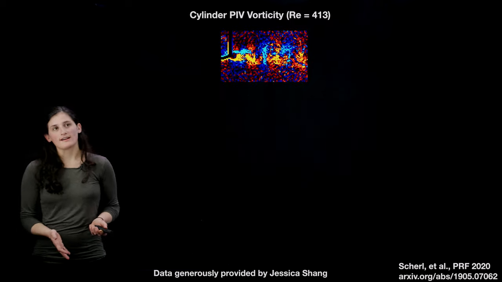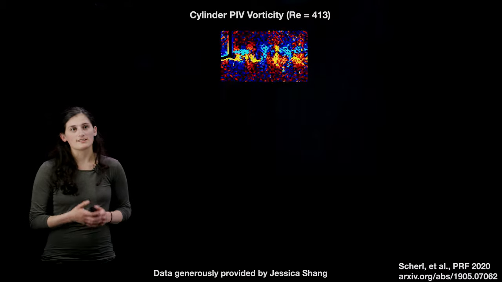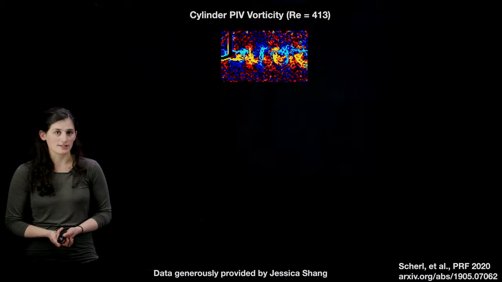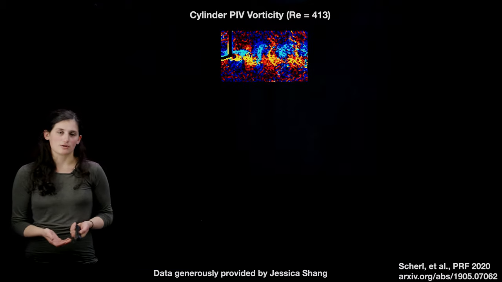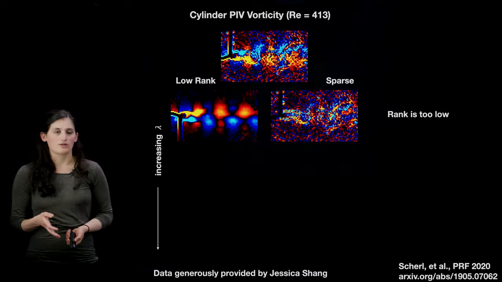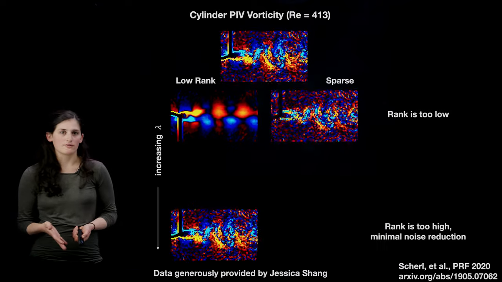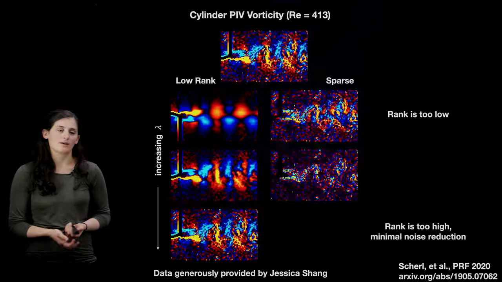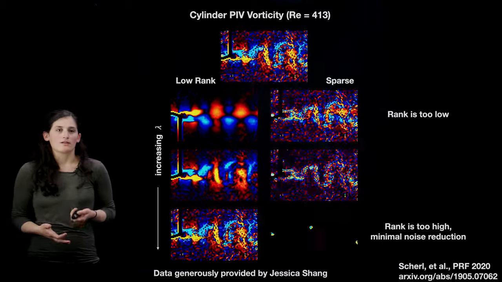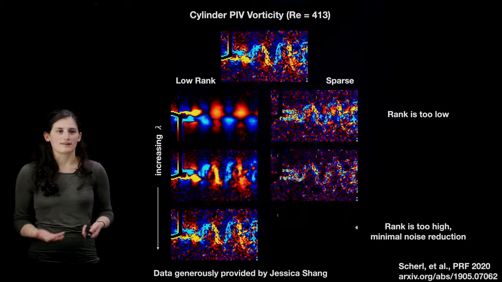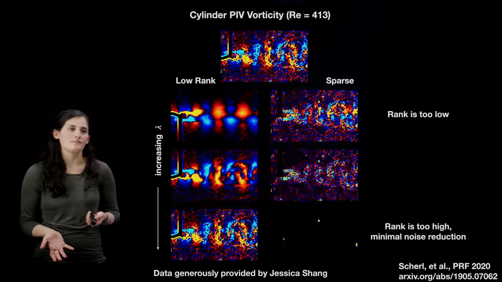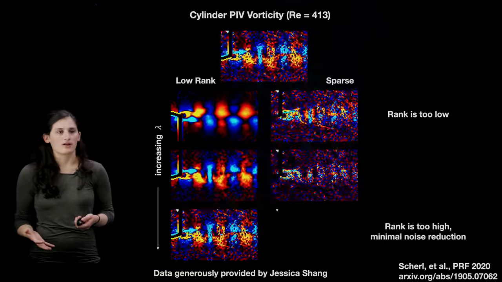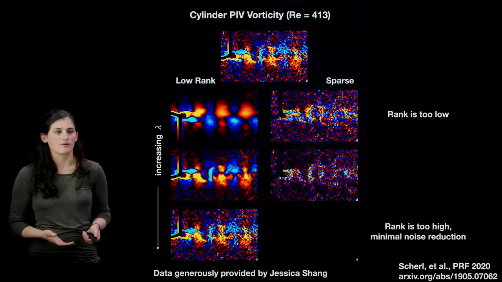Now if we look at a cylinder PIV example, this is an actual flow past a cylinder measured at Reynolds number 413. We see similar trends, where if we make lambda too low, the rank is too low. If we make lambda too high, there's minimal noise reduction, but we have this happy medium that has this nicer bisection. However, it's not exactly clear what this value should be, and there's a trade-off between having structure in your sparse matrix and having noise reduction.